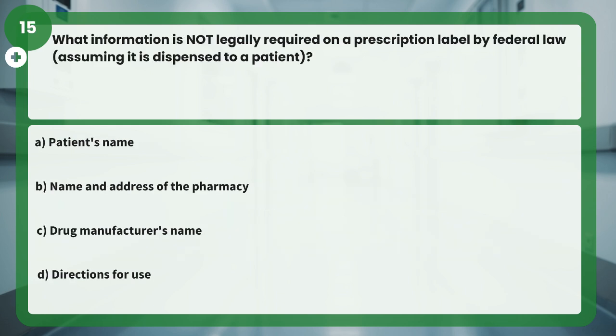Question 15. What information is not legally required on a prescription label by federal law, assuming it is dispensed to a patient? A. Patient's name. B. Name and address of the pharmacy. C. Drug manufacturer's name. D. Directions for use.